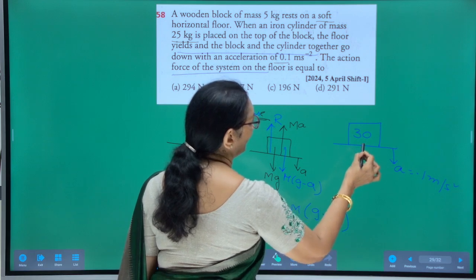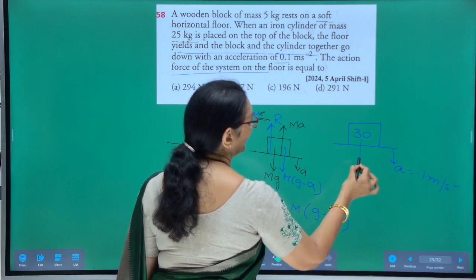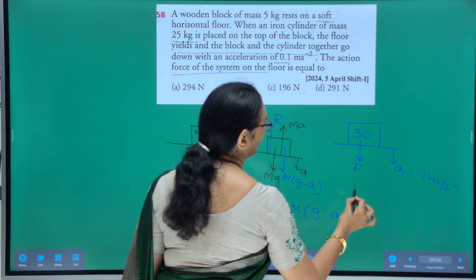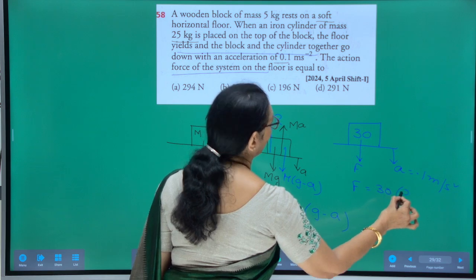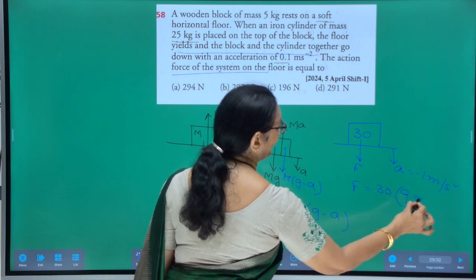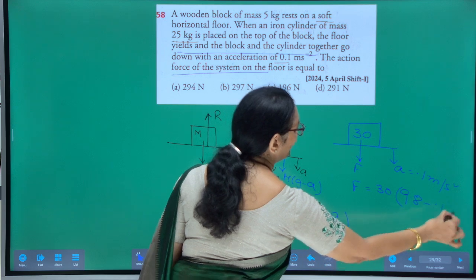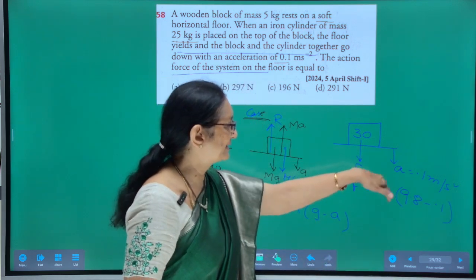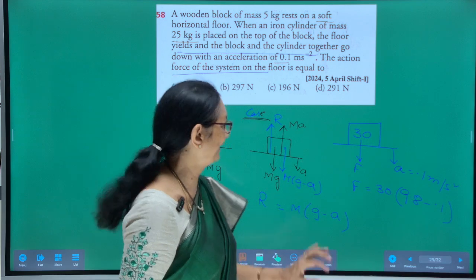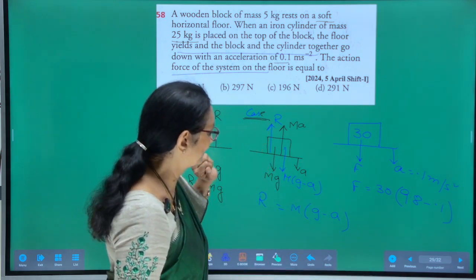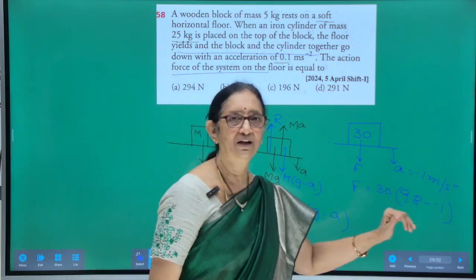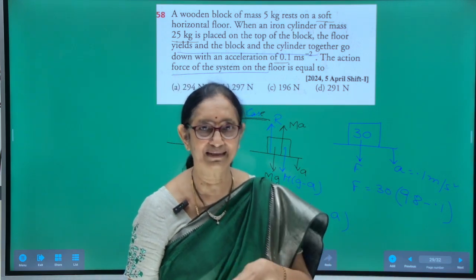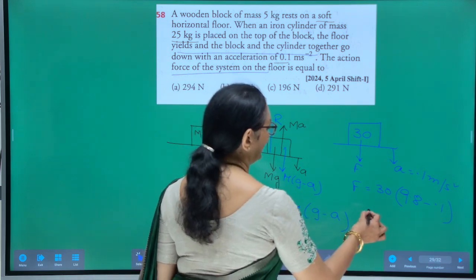What is the force with which this presses the ground? So, F is equal to m into g, 9.8 minus a, because it is moving down with acceleration. So, exactly this is the explanation: the force with which the block presses the ground, or the system presses the ground, is m into g minus a.